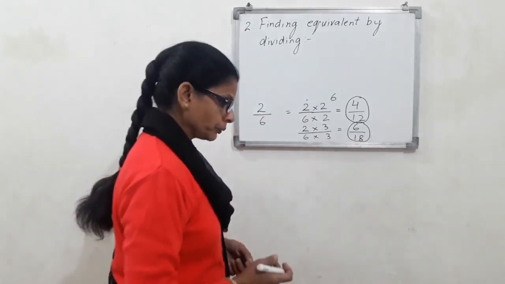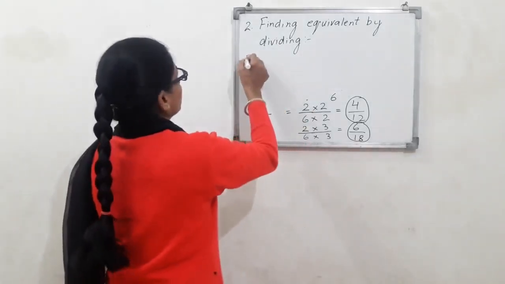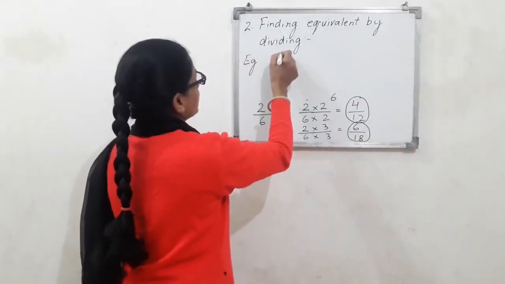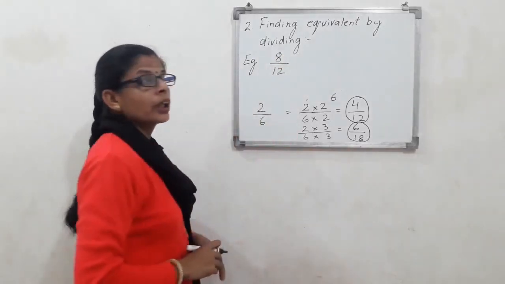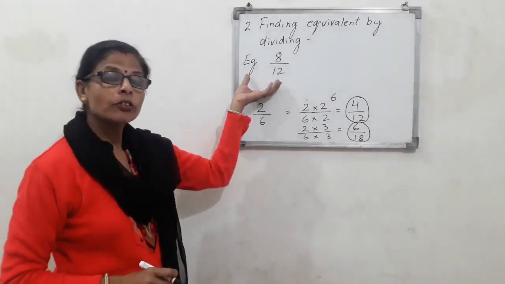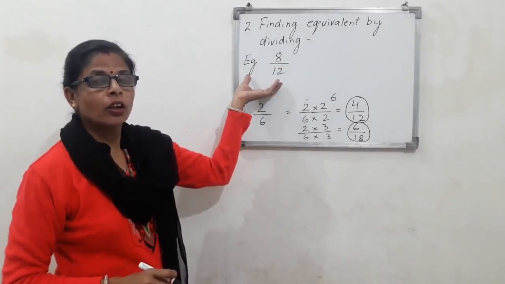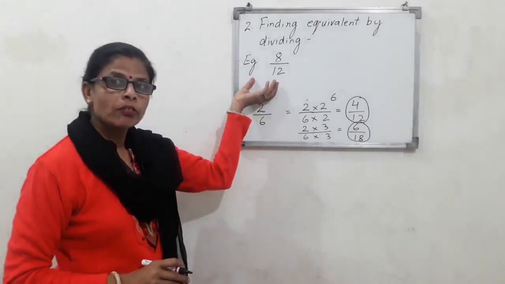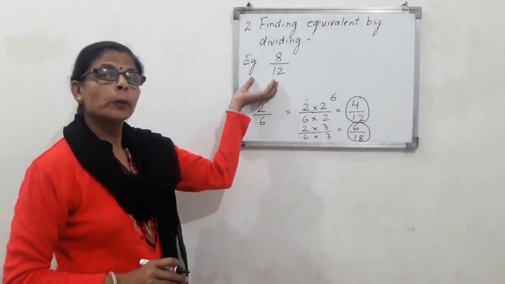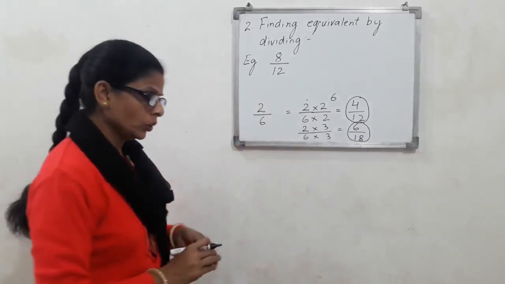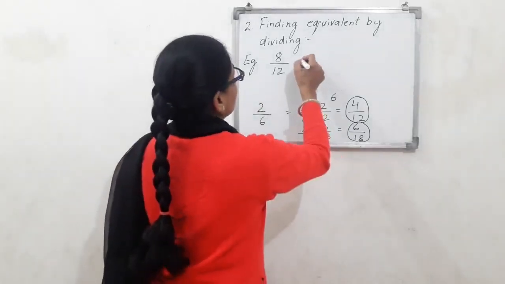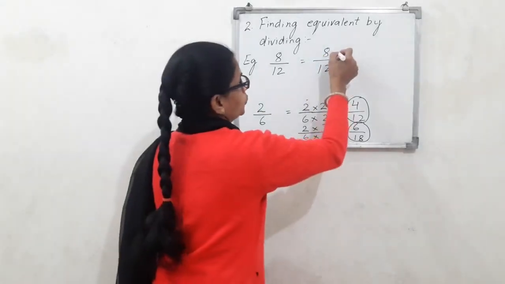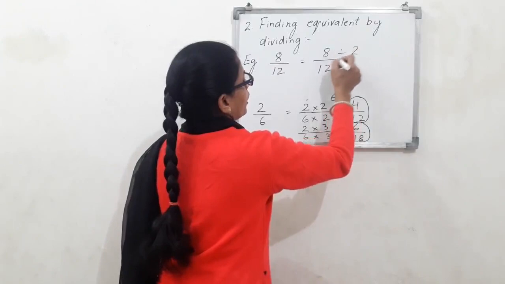For example, the fraction given is 8 upon 12, and you have to find the equivalent fraction of this with the division method. So what do we have to do? We have to divide the numerator and the denominator by the same number. So we'll divide both the numbers of 8 upon 12 by 2. First we'll divide by 2.